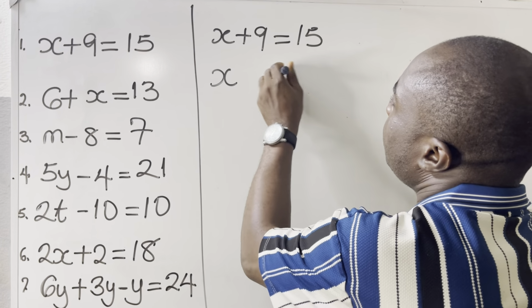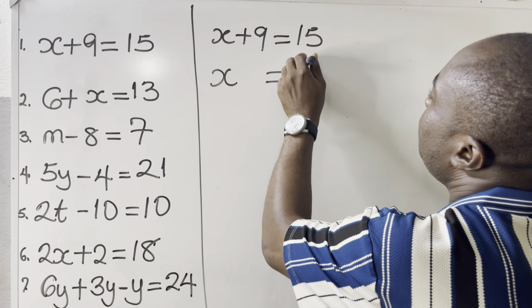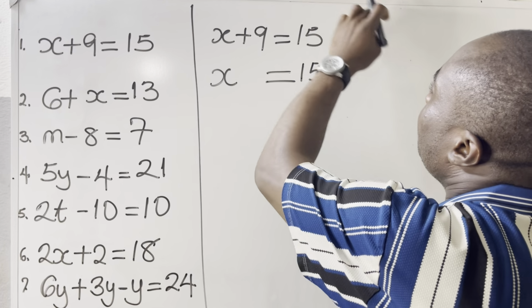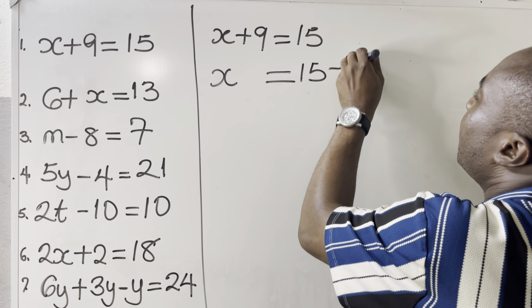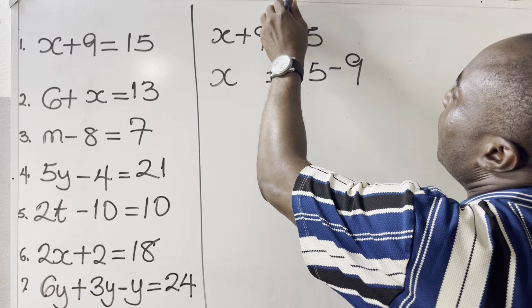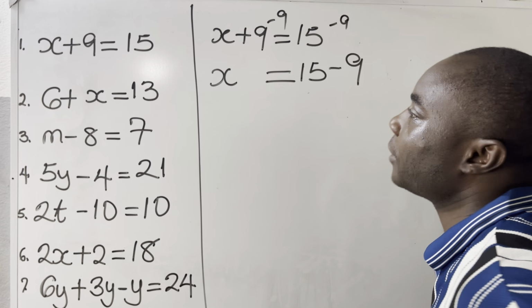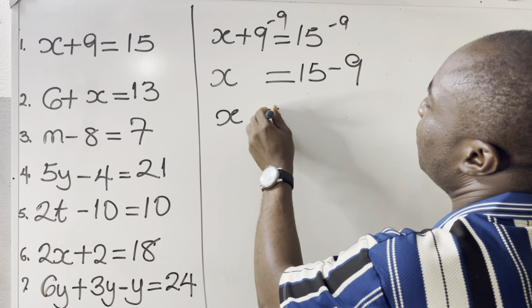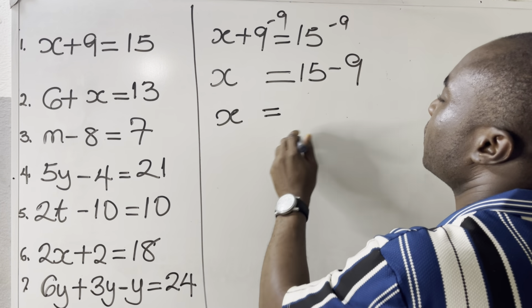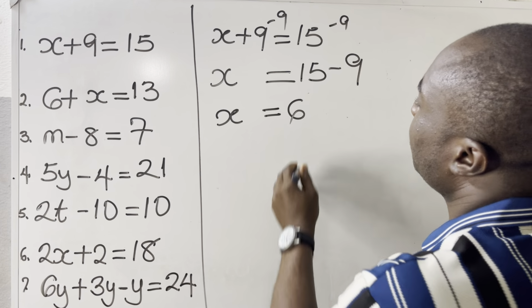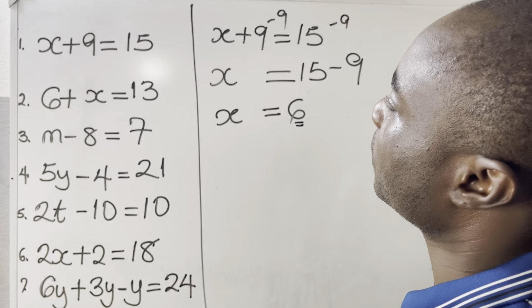So I can have x is equal to, I'll bring down the 15 that is already existing on this side, then plus 9 crosses over here and we'll have minus 9. That means we have done minus 9 and minus 9 on both sides. So the value of x will now be equal to 15 minus 9, and that is 6. So the value of x is 6.